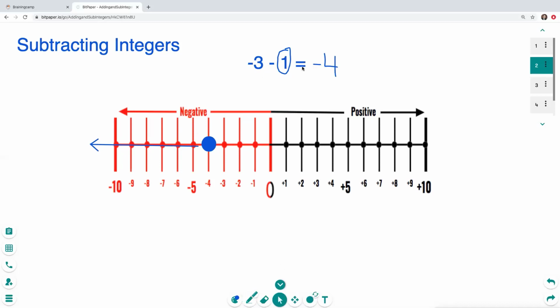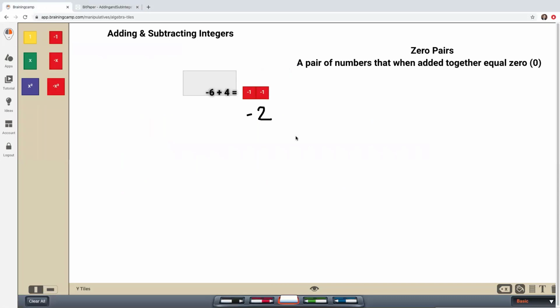Now let me show you what that looks like with the algebra tiles before I move on to the next problem. -3 minus 1. So let me erase some things here.